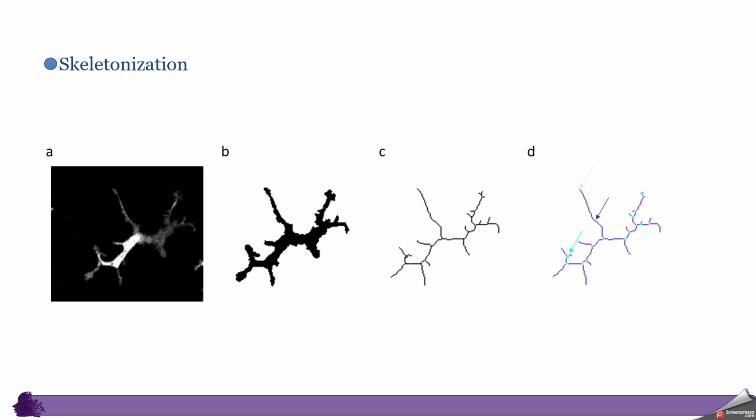This method is used in the branch detection now. Skeletonization is a process that reduces the foreground region in a binary image to a skeletal remnant as shown in the figure.